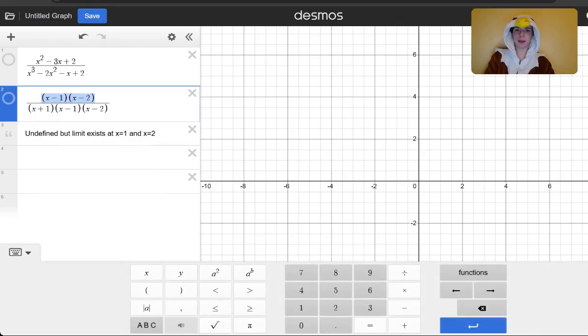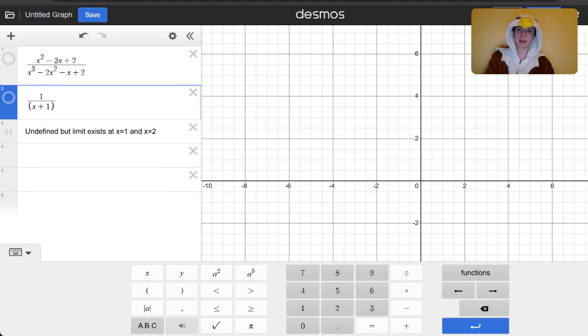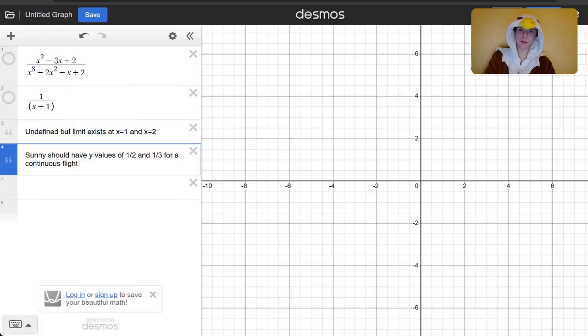So we're just going to cancel these out on the top and the bottom because we're taking the limit, so we can cancel these out. You don't have to worry about them. We just have 1 over x plus 1. Now, at x equals 1, it's getting closer to 2 down here, so the limit is 1/2. And then at x equals 2, 2 plus 1 is 3, so it's 1/3. The limit's approaching 1/3. And that's how you solve it. Sunny should have y values of 1/2 and 1/3 in order to maintain continuous flight.